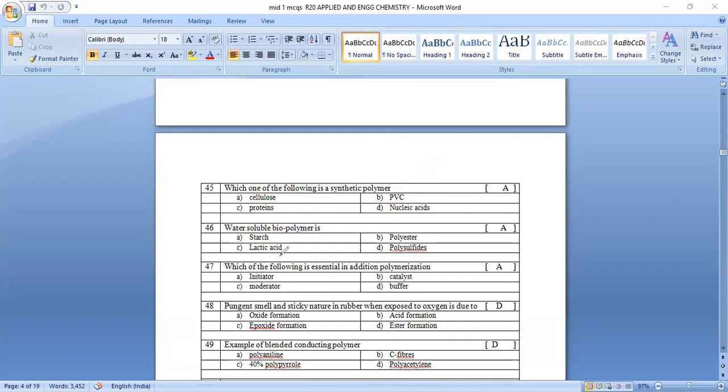Which of the following is essential in addition polymerization? In addition polymerization, an initiator is required. The most common initiator used in addition polymerization is hydrogen peroxide, H2O2. Initiators are required to combine monomer 1 with monomer 2. Ethylene to ethylene gives rise to polythene. Vinyl chloride to vinyl chloride gives rise to polyvinyl chloride. In those cases, we add hydrogen peroxide, which is an initiator.